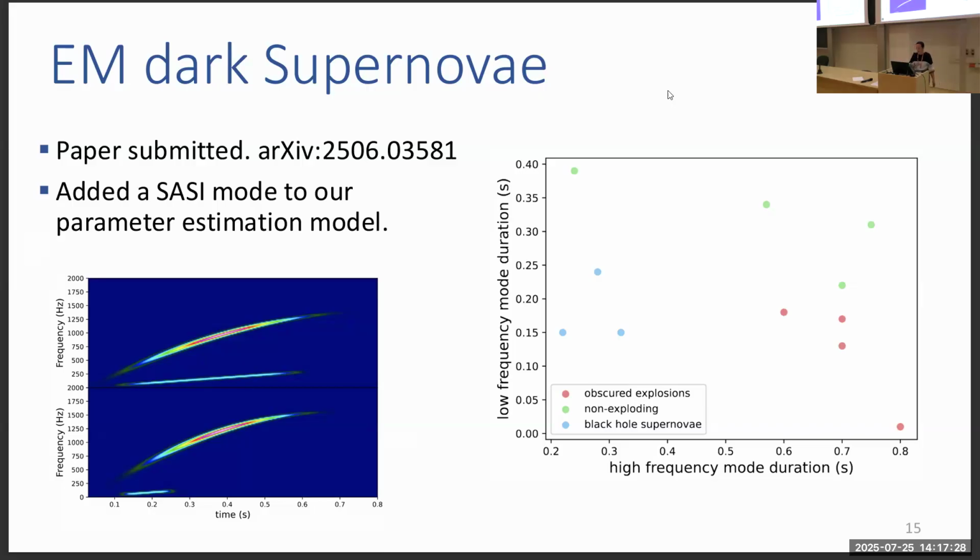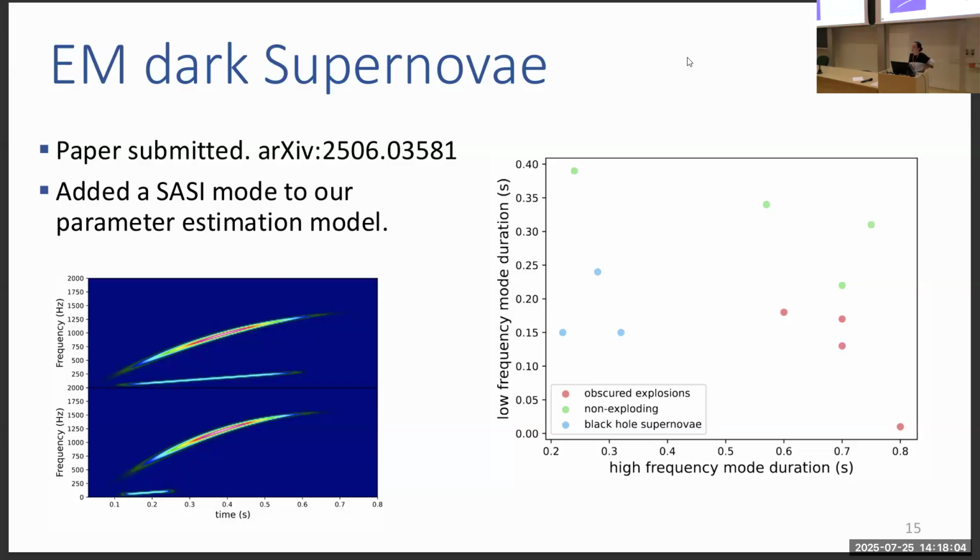So I went to my parameter estimation model that I made before, which was just this simple bit here. But then I added the second part to it, which can represent SASI. And I just measured the duration of the high frequency mode and the duration of the low frequency mode. And you can see that for these different scenarios, they're quite well separated just by looking at these simple properties of how long you reconstruct the gravitational wave signal. And for these non-exploding models, the duration of the SASI mode is actually much longer, but that's just how much I could see at the signal to noise ratio.